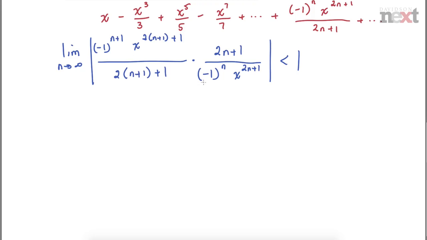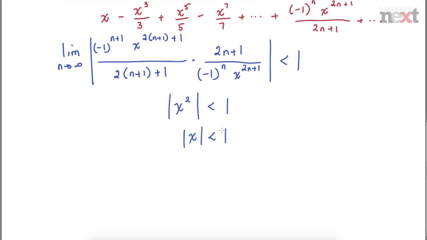We look at the x terms, x to the 2n plus 3 over x to the 2n plus 1 simplifies to x squared. And the limit of 2n plus 1 over 2n plus 3 is simply 1. So notice this time there's no more n involved in our limit, and so we just need the absolute value of x squared to be less than 1. In order for that to happen, we would need the absolute value of x to be less than 1.